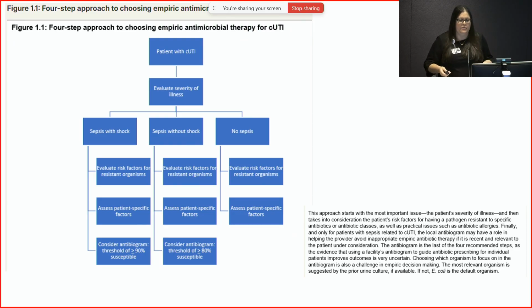They wanted us to think of severity first, and then consider risk factors for the patient to have resistant organisms, and then patient-specific factors. And only if you're septic or septic shock should you then start looking at your antibiogram.